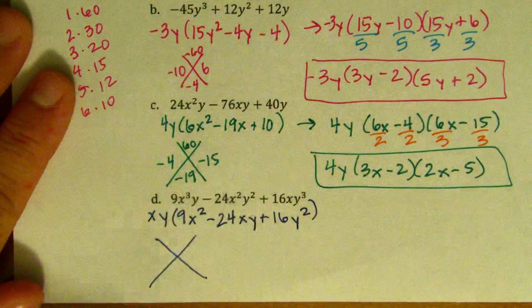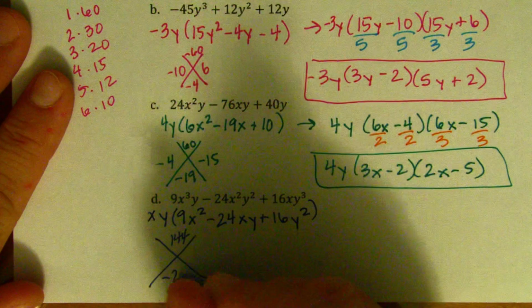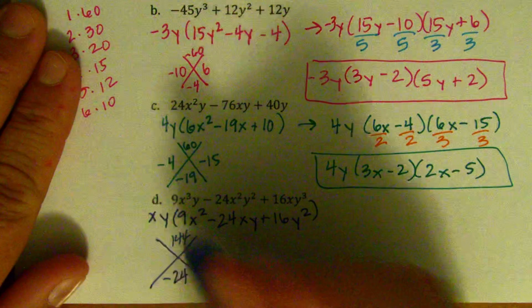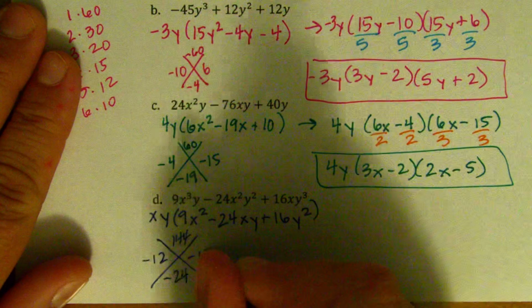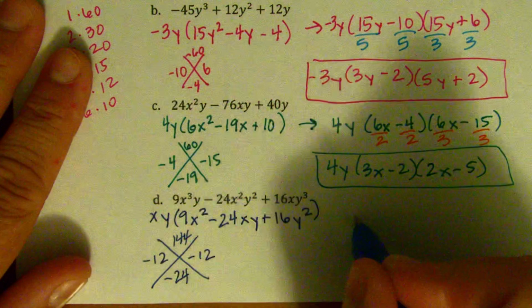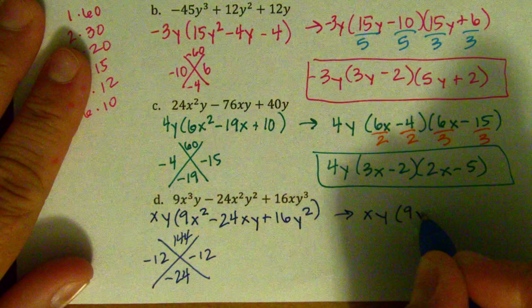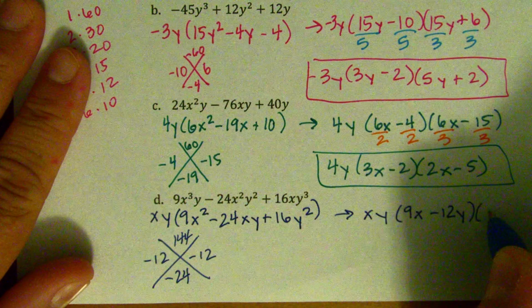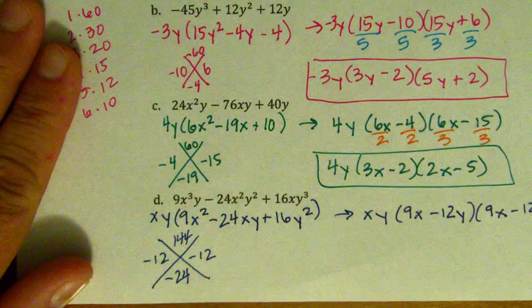9 times 16 is 144 and negative 24. I'll just tell you right now, 12 and 12 multiply to 144, and 12 plus 12 is 24, so negative 12 and negative 12 give us those two numbers. So then I have xy out front, and I have 9x minus 12y and 9x minus 12y, because again, it's the same number here.